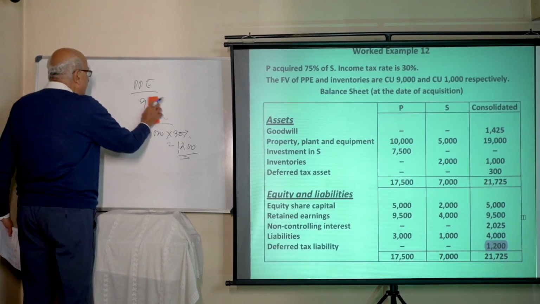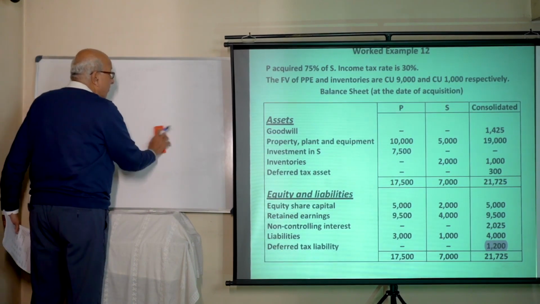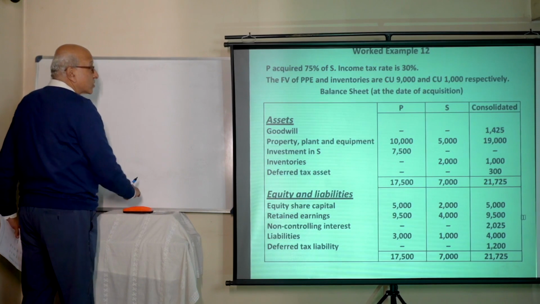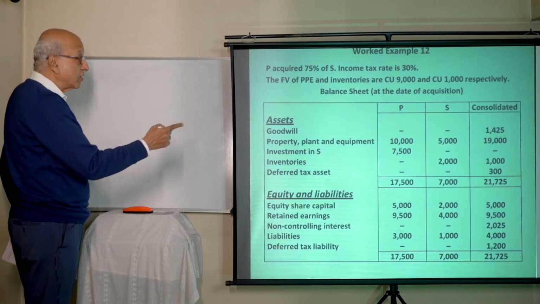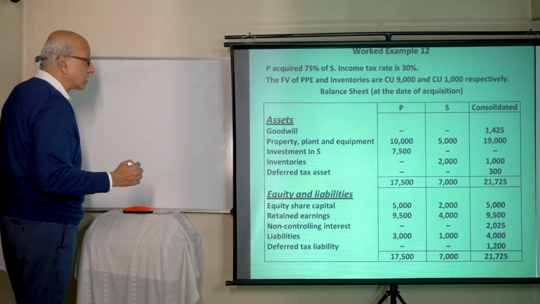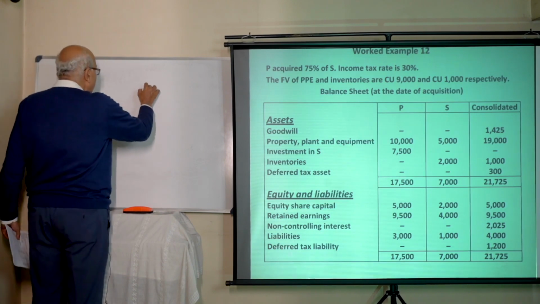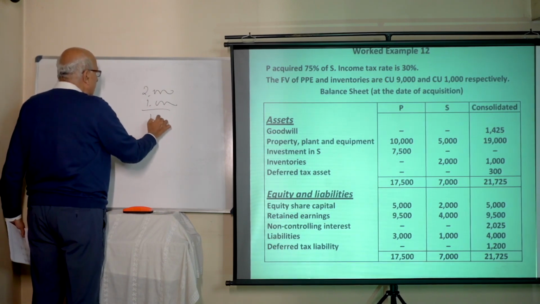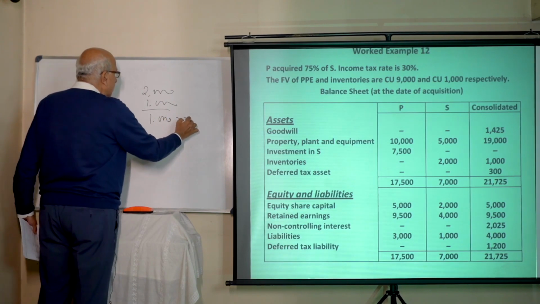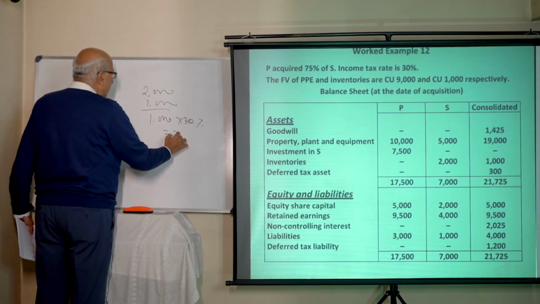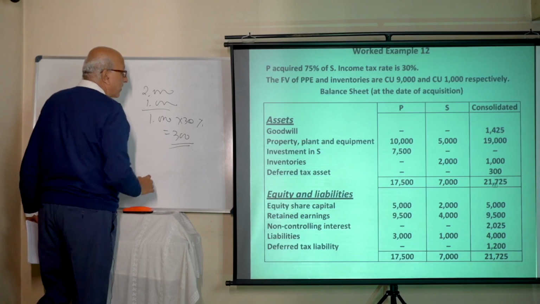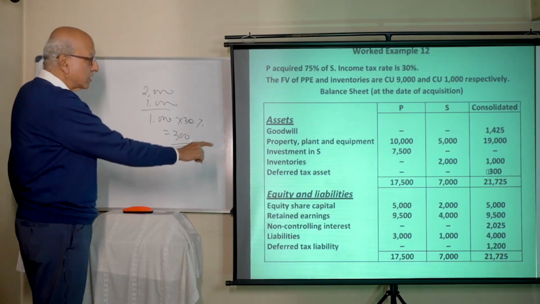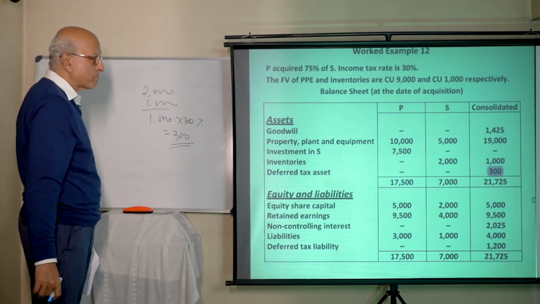Inventory is 1000 less. Carrying value is 2000, fair value is 1000. So 2000 minus 1000 is 1000 into 30%. That means 300, which is the opposite of deferred tax liability. It is, you see, deferred tax asset 300.